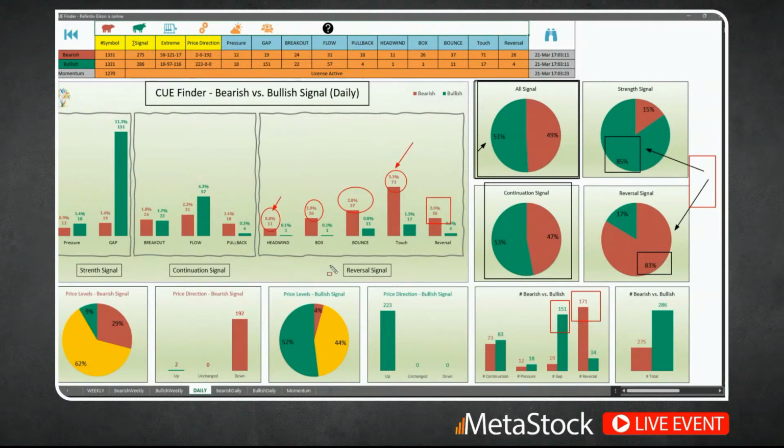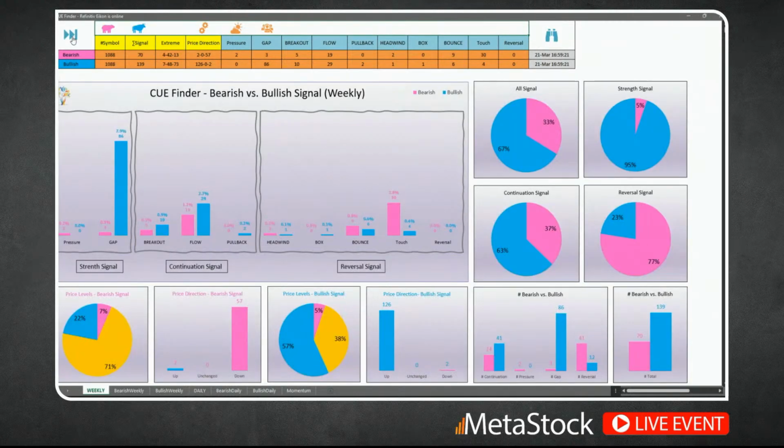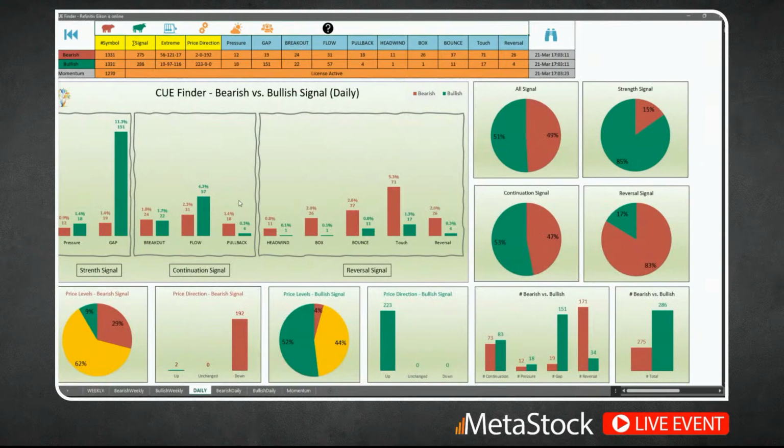So you have different categories of reversal signals, trend continuation and strength signals that are summarized in the pie charts. If I'm willing to take short trades, looking at this large percentage of reversal signals, I could look for a box short setup, bounce short setup, or headwind short setup. Or if I am still bullish, looking at the weekly interval, I could try to get some bullish trades as well. And remember, in March, other than General Electric, all my trades were bullish trades and 88% made profit.